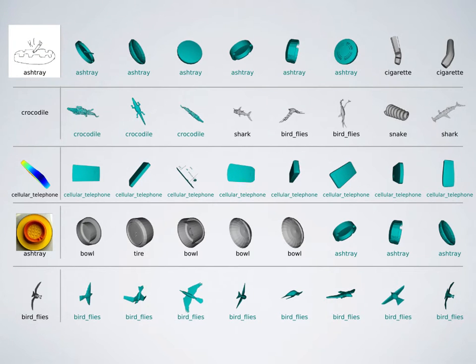Shape2Vec supports cross-modal shape retrieval. Each row is an example of results arising from a different mode. From the top, a sketch, a word, a depth image, a natural image, and a 3D object.